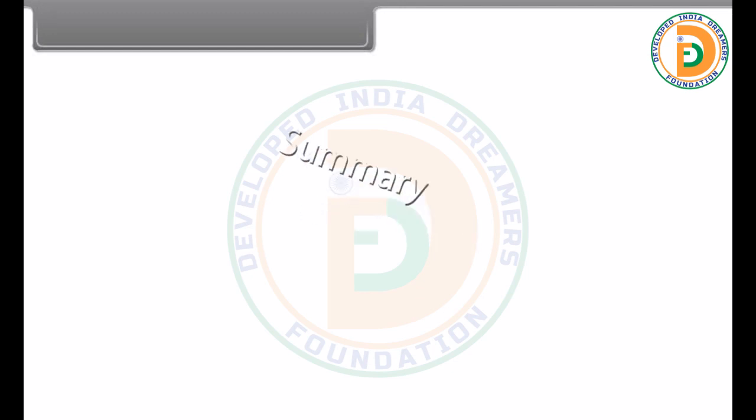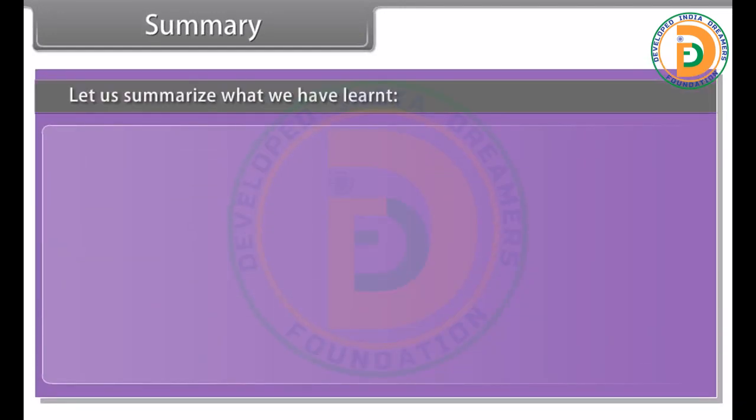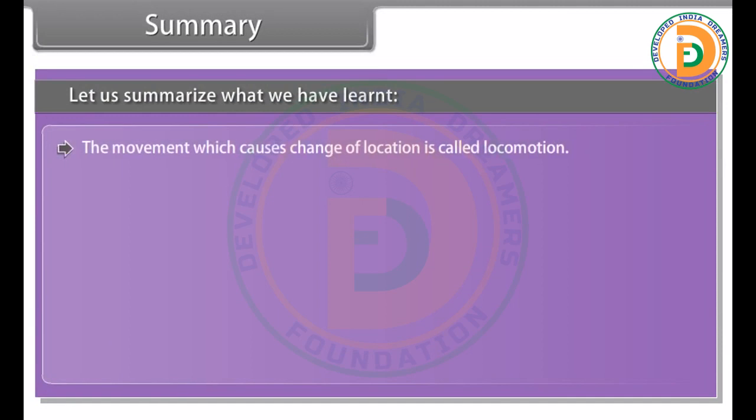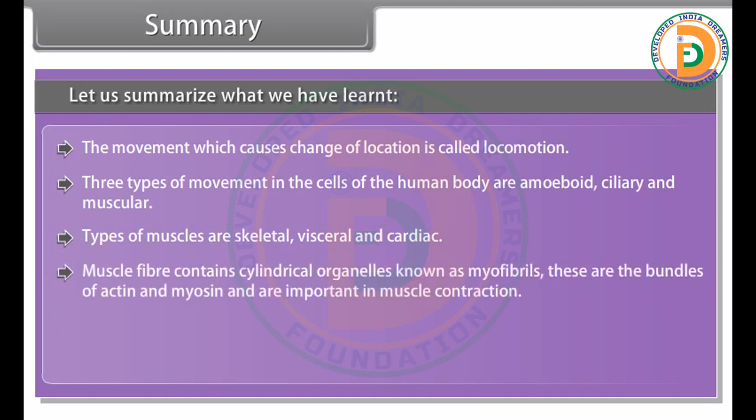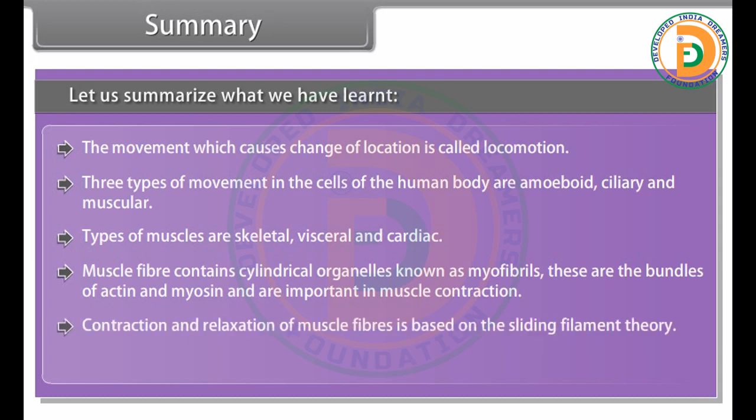Summary. Let's summarize what we have learned. The movement which causes change of location is called locomotion. 3 types of movements in the cells of the human body are amoeboid, ciliary and muscular. Types of muscles are skeletal, visceral and cardiac. Muscle fiber contains cylindrical organelles known as myofibrils. These are bundles of actin and myosin and are important in muscle contraction. Contraction and relaxation of muscle fibers is based on the sliding filament theory.